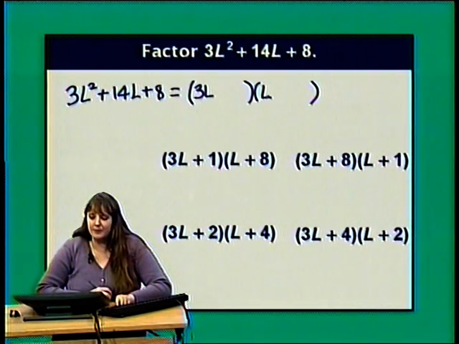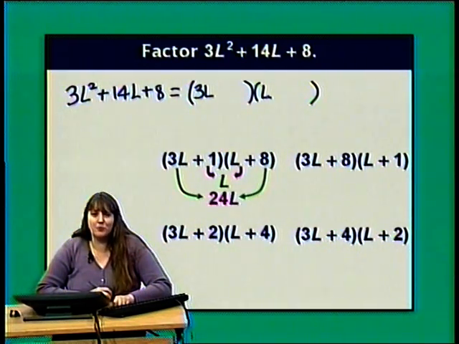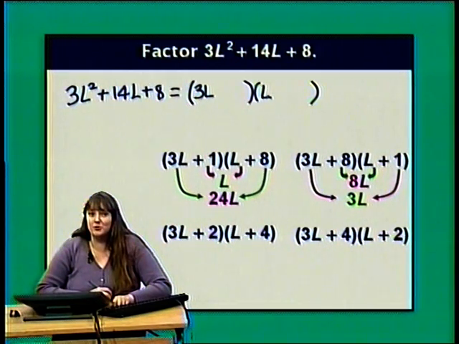Let's look at the first one. 1 times l gives me l for my inner terms. 3l times 8 gives me 24l for the product of my outer terms. L plus 24l is 25l. What am I looking for? 14l. This doesn't work. What about that next choice? 8 times l gives me 8l for the product of my inner terms. 3l times 1 is 3l. My outer and inner terms add to 11l. I'm looking for 14l.